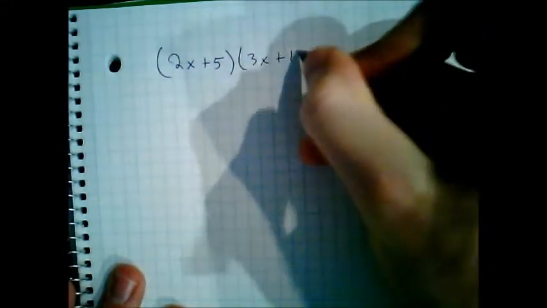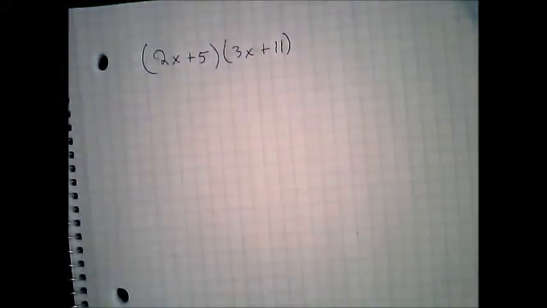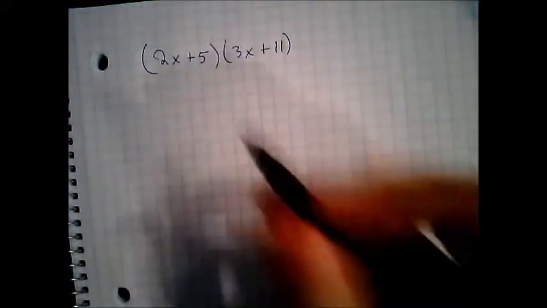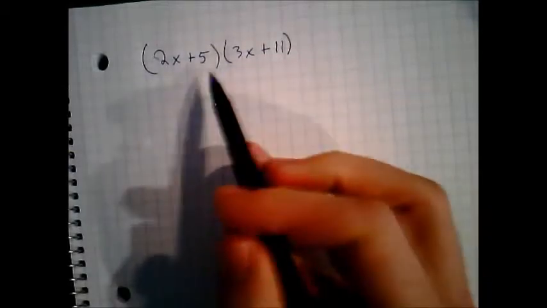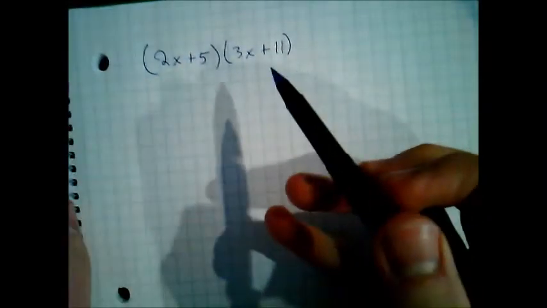We're still multiplying expressions, but now we want to see what happens if we're multiplying something with 2 terms by something else with 2 terms. 2x plus 5 times the group 3x plus 11. Now this one's different because we're not really distributing here. We don't have one number on the outside. We're multiplying one group by another group.